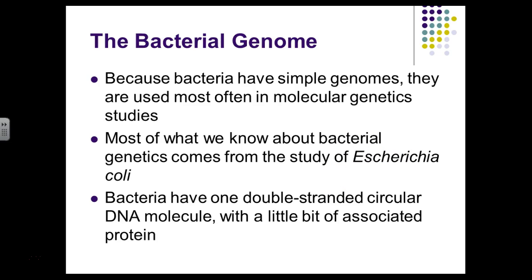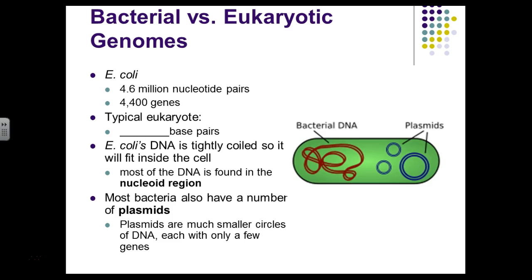Now, like all bacteria, E. coli has one double-stranded circular chromosome. Only one chromosome, and it's circular, not linear. And all of the genes for the production of the various proteins that E. coli needs is typically encoded in that one circular chromosome. So how big is that chromosome? About 4.6 million nucleotide pairs. So think of that circular chromosome as having 4.6 million steps.